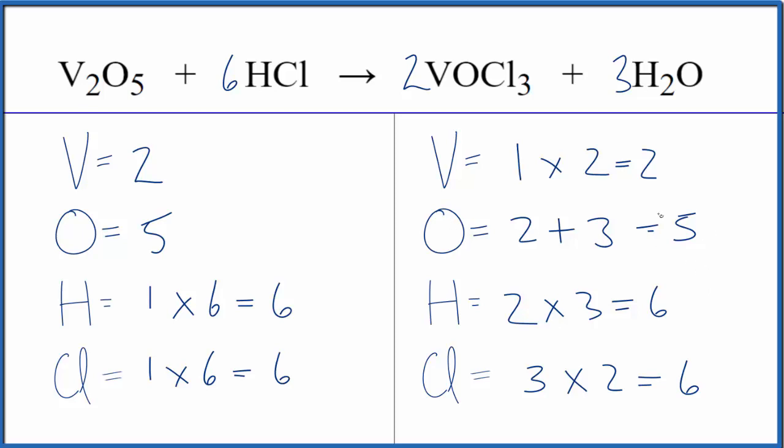Really the trick here, leave that oxygen till last. Usually when you do that, it makes balancing a little bit easier. This is Dr. B with the balanced equation for V2O5 plus HCl, vanadium 5 oxide plus hydrochloric acid.